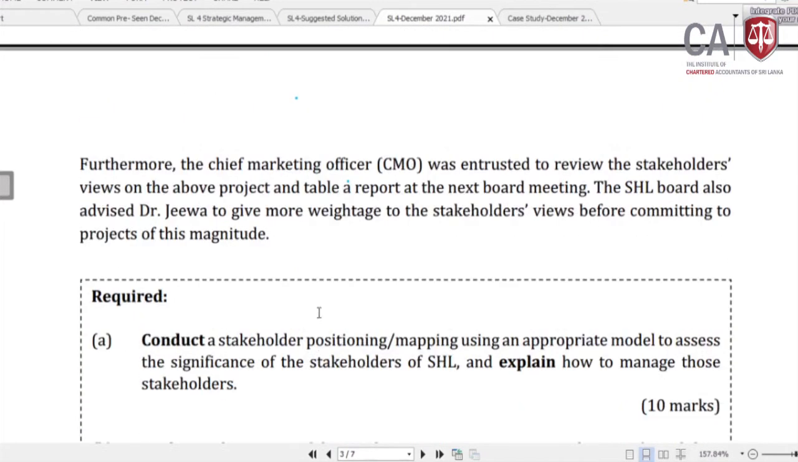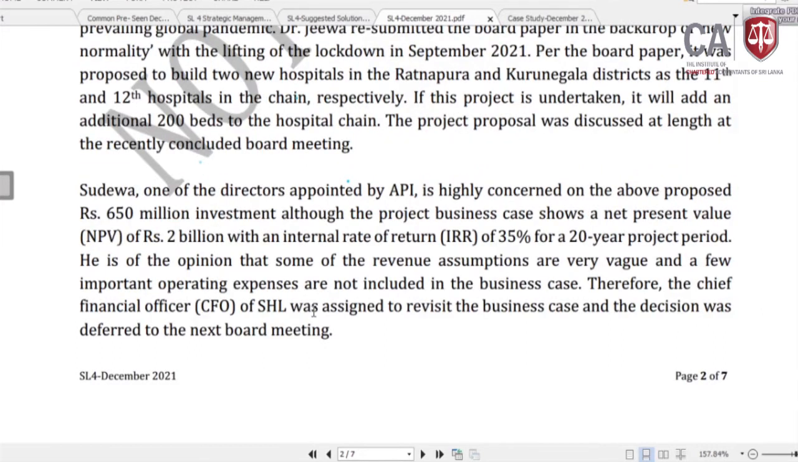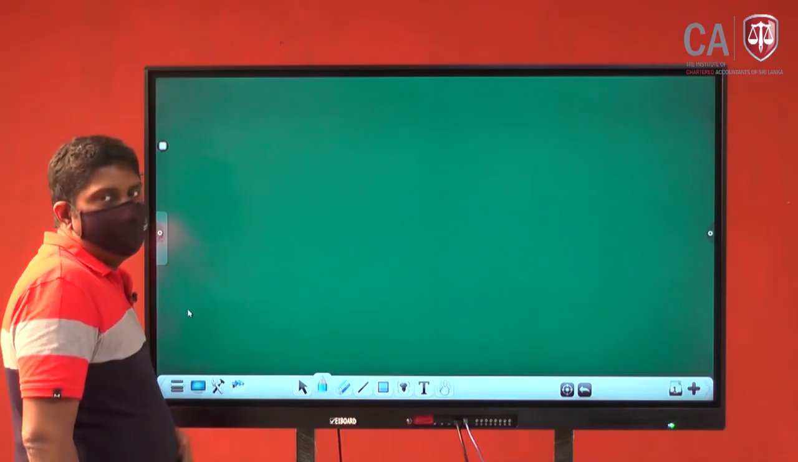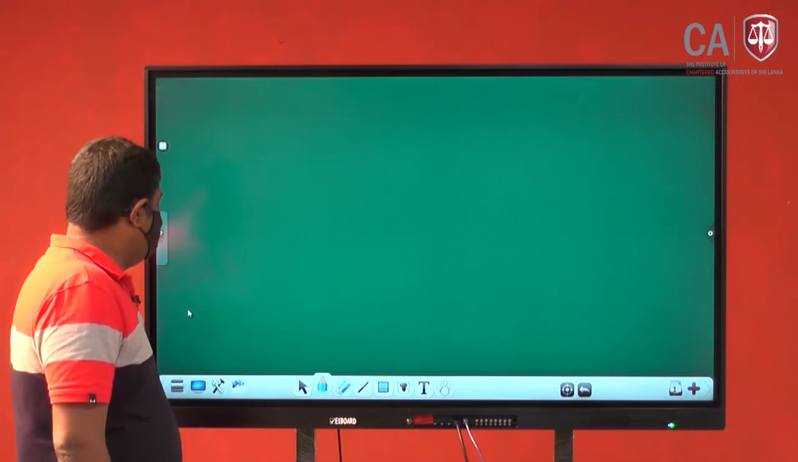So, we will try to identify their interest also, and their power also. We have identified a few stakeholder groups in relation to this.